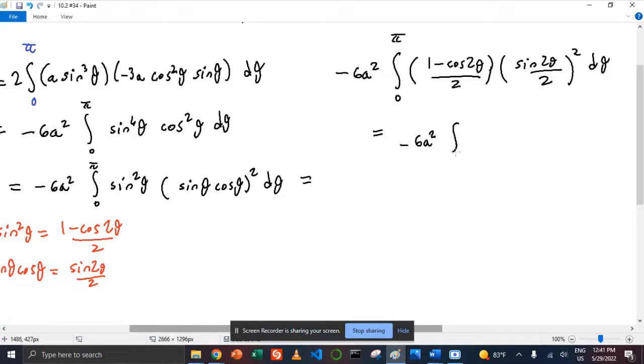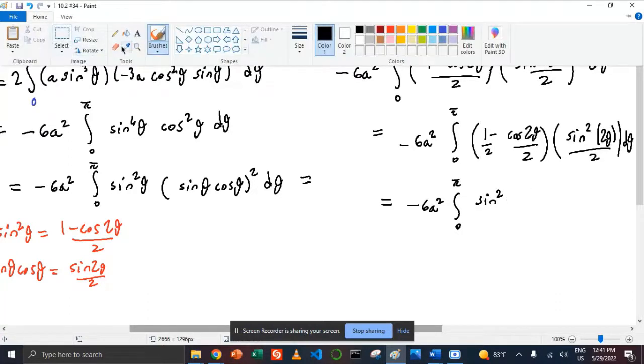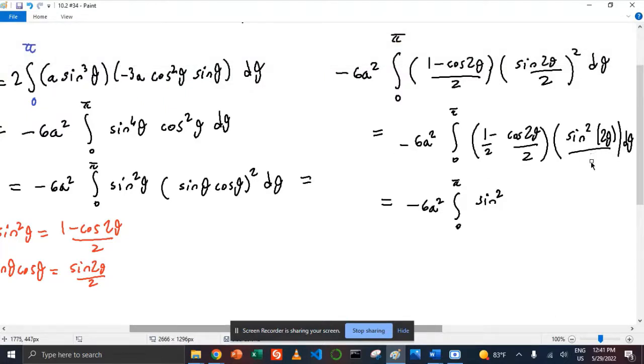6a squared, 0 to pi, times 1 minus cosine 2 theta over 2, times sine squared 2 theta over 2, d theta. So I'm going to distribute this entire expression. This is just a bunch of simplification. 0 to pi. Then this becomes sine squared. Sorry, I apologize. This should be a 4 because 2 squared is 4.